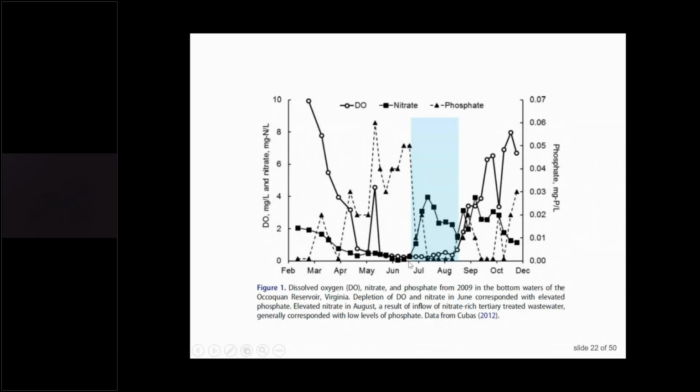Well, what happens in July, August is a pulse of nitrate finally makes it down to this site. And this is nitrate that would have come in from the treatment plant. And coincidental with that arrival of the nitrate, boom, you stop seeing this phosphate accumulation in the bottom water. The nitrate dissipates, we see a bit of phosphate, but then oxygenation comes back into the system and the phosphate decreases.